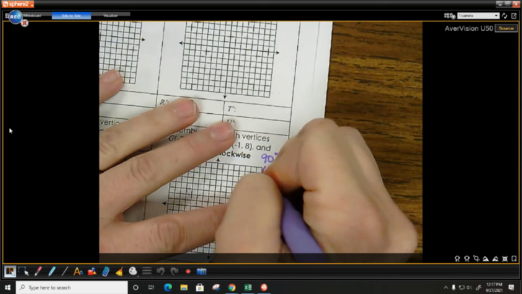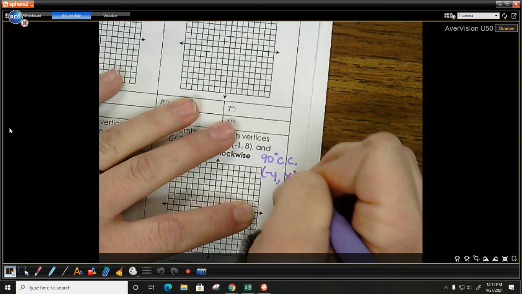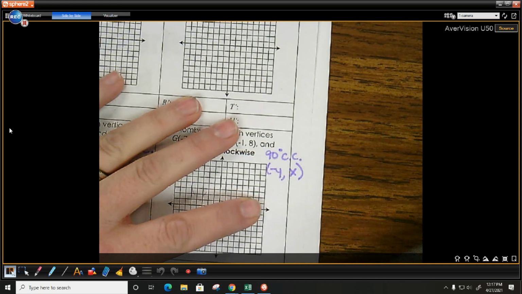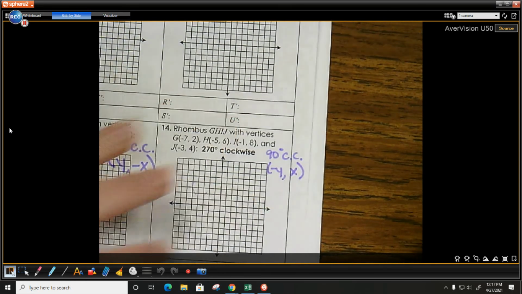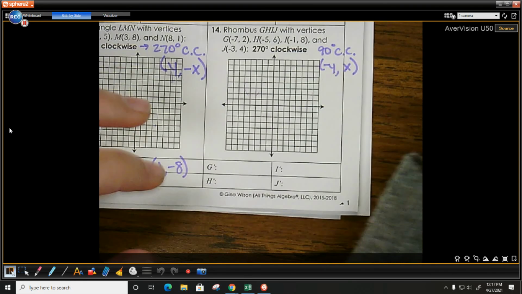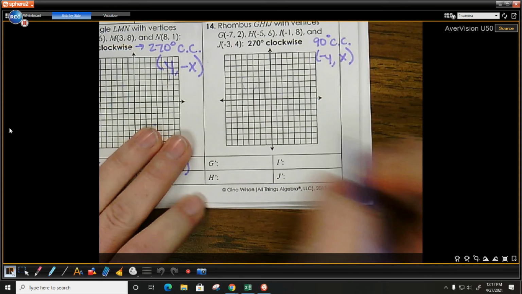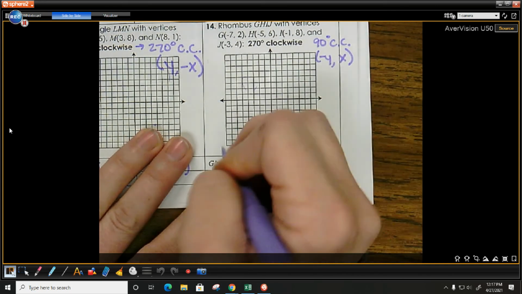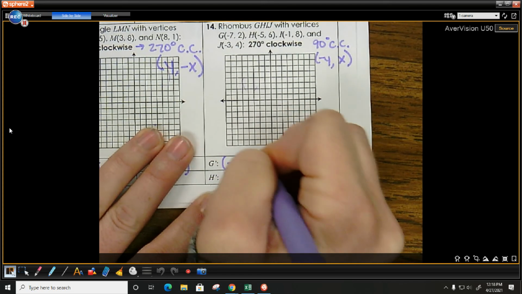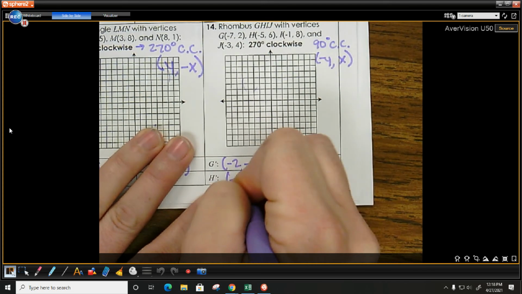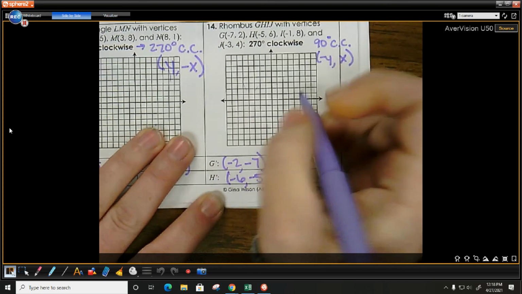Guys, would they ever tell you 180 clockwise or counterclockwise? Nope. No, because it's the same thing no matter which way you go. Okay, so what's my G prime? Negative 2, negative 7. What's my H prime? I prime. And J prime.